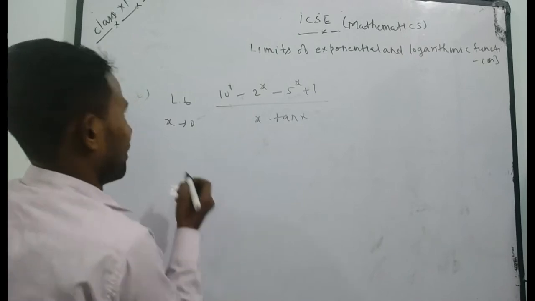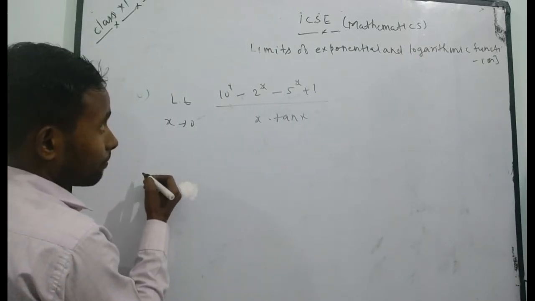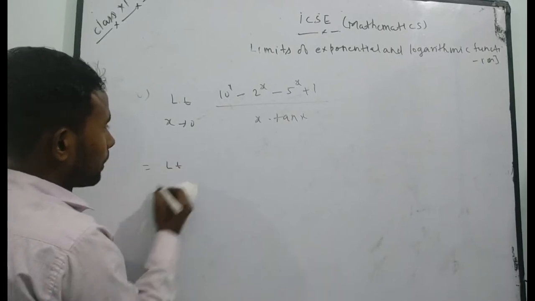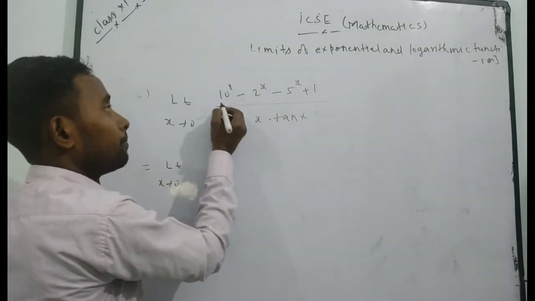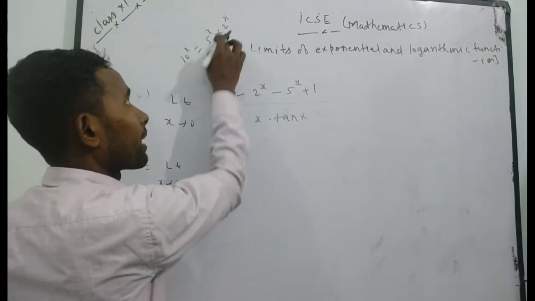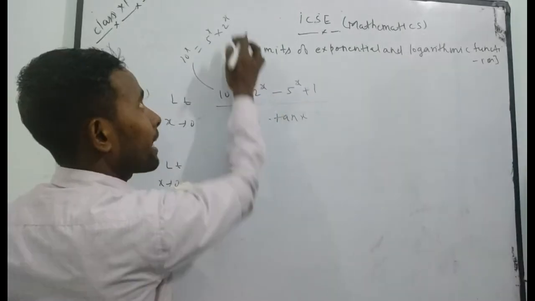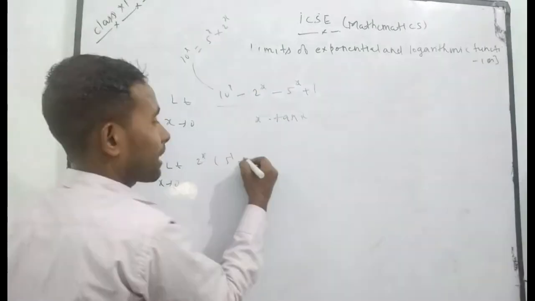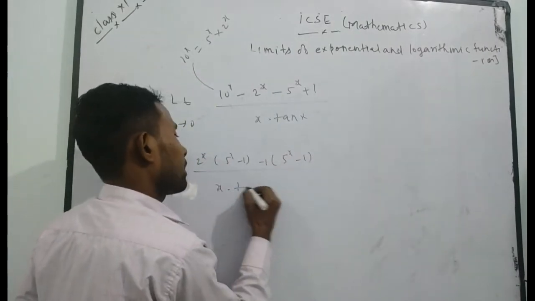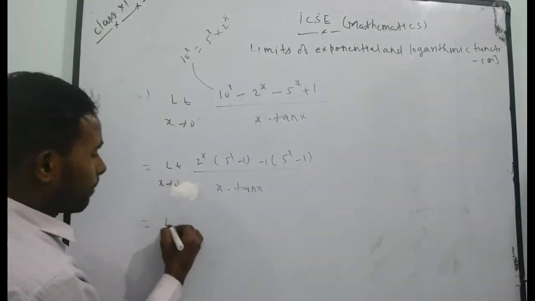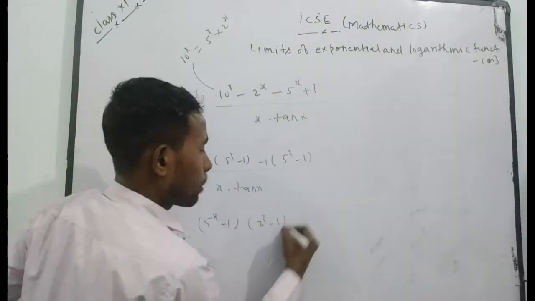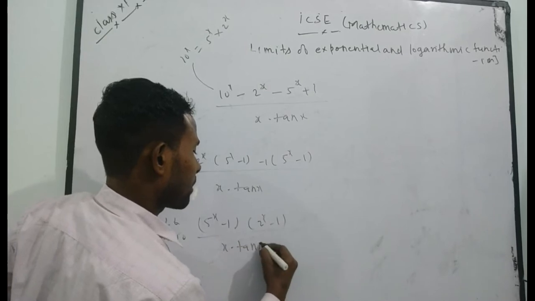I want to suggest: limit x tends to 0. 10 to the power x can be written as 5 to the power x into 2 to the power x. So if you take 2 to the power x common, what will happen? You get 5 to the power x minus 1. And if you take minus 1 common, what do you get? 5 to the power x minus 1. After taking 5 to the power x minus 1 common, you get 2 to the power x minus 1, and in the denominator you get x times 10x.